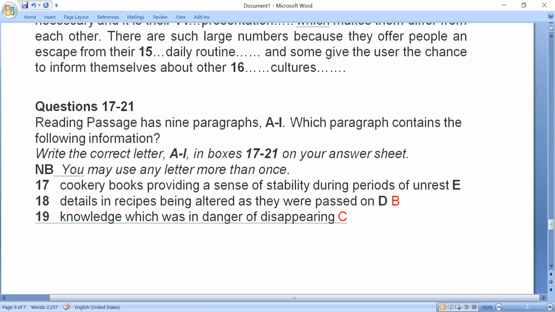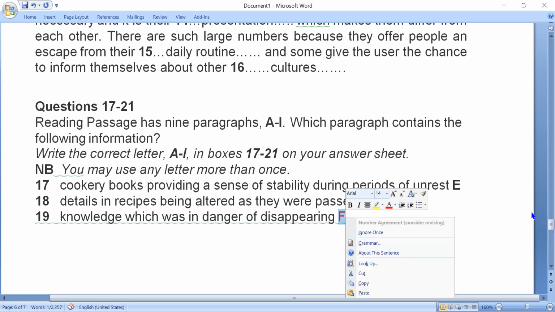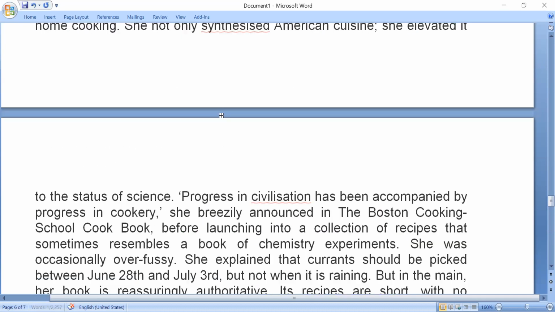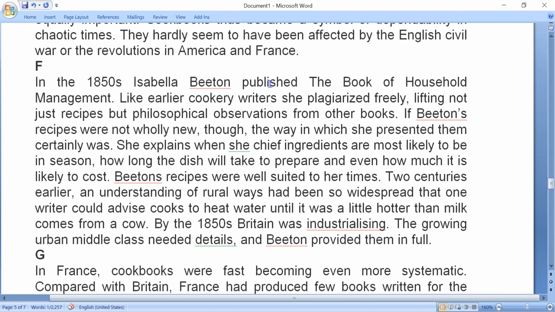Not sure actually. I think that would be F. Knowledge that is in danger of disappearing. Sometimes they won't make sense to us. That's the answer.